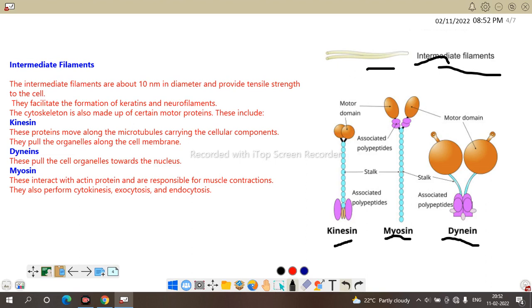Next is dynein. These pull the cell organelles towards the nucleus, and myosin interacts with actin protein and is responsible for muscle contraction. Myosin also performs cytokinesis, exocytosis and endocytosis as well. So here we finish with the three different parts of the cytoskeleton, that is microtubule, microfilament and intermediate filament.